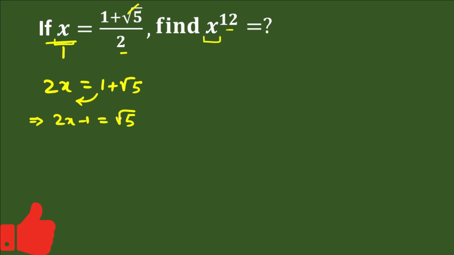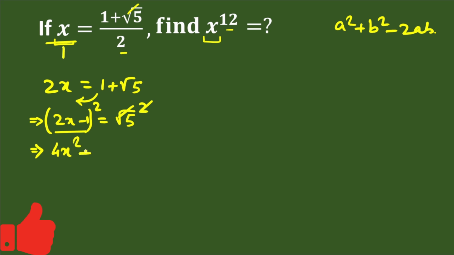Now for eliminating the square root, we'll square both the sides. So the left hand side we'll square and the right hand side also. Now the square root and the square will cancel. The left side is in the form (a minus b) whole square, and its formula is a square plus b square minus 2ab. So here it is (2x) square, which is 4x square, plus 1 square is 1, minus 2ab, which means 4x, and that is equal to, on the right hand side, 5.